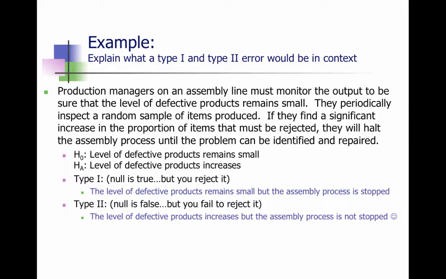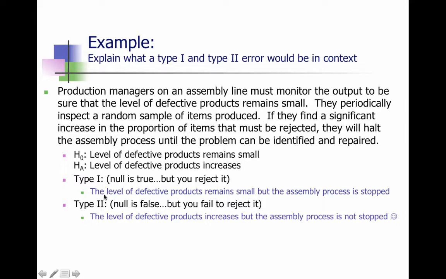A type 1 error is where the null is true, but you reject it. So I've put how we would word it, or the answer to the question, in blue here. So a type 1 error would mean that the level of defective products remains small. Our null hypothesis is true, but the assembly process is stopped. I'm explaining what it means in context, so using your null hypothesis here, but I'm also explaining what that means in the context of the situation.